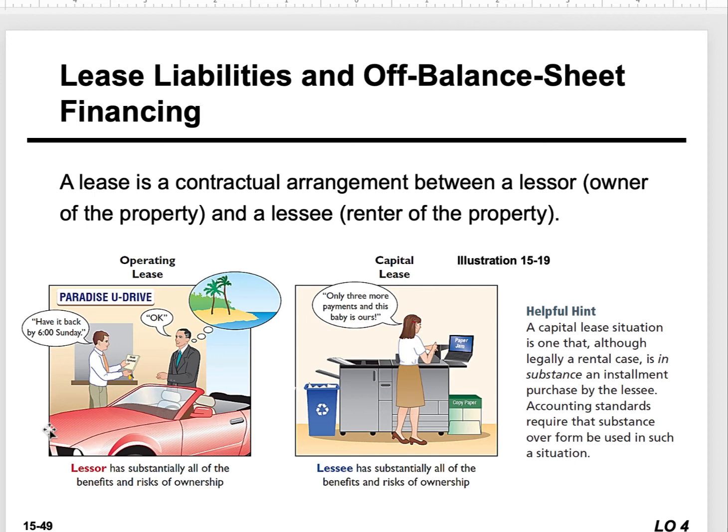So we have two types of leases here, okay? Operating lease and capital leases. You need to know the difference between the two, right? They're very easy. It's not that difficult, right? An operating lease says that the lessor, and the lessor is the owner of the property, okay? The lessor has substantially all of the benefits and risks of owning that asset. Let me give you an example, okay?